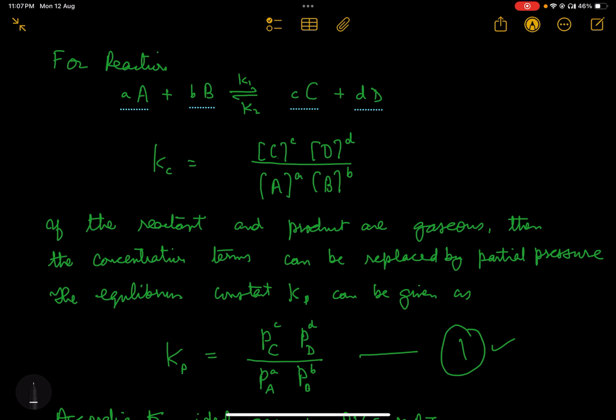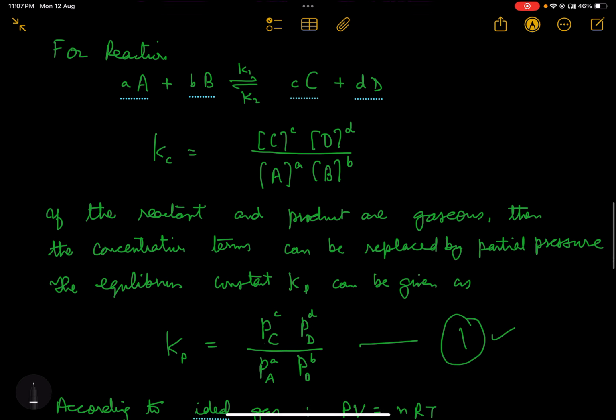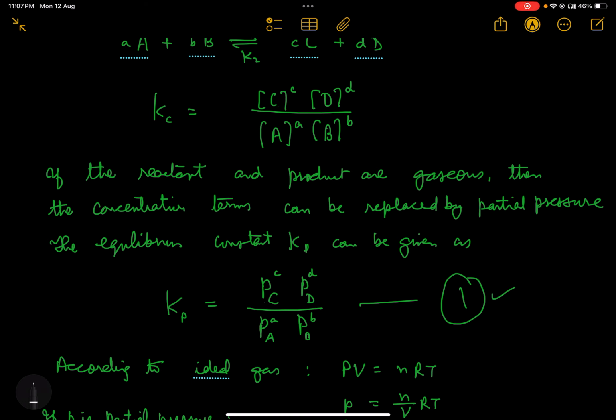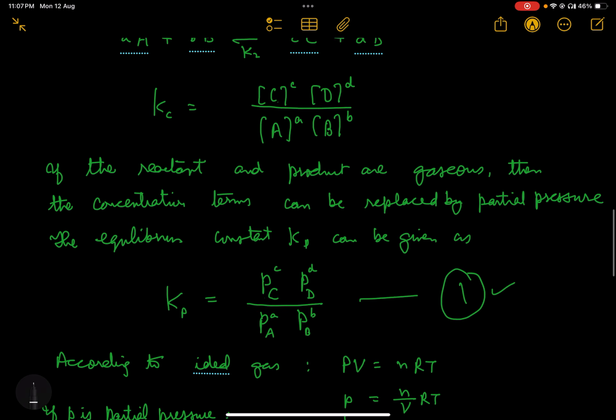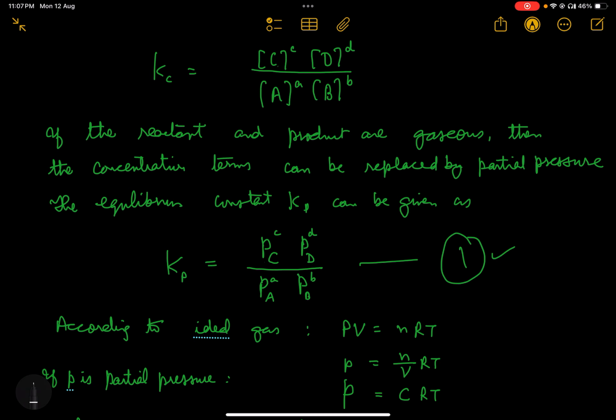If the reactants and products are both in the gaseous state, it is more convenient to use partial pressure instead of the concentration terms. Thus, we can replace Kc with Kp, where Kp is equal to partial pressure of C raised to c into partial pressure of D raised to d divided by partial pressure of A raised to a and partial pressure of B raised to b.